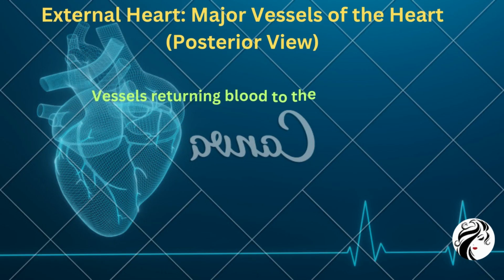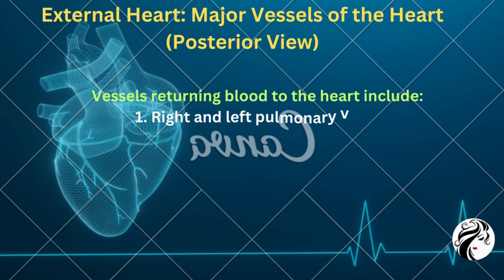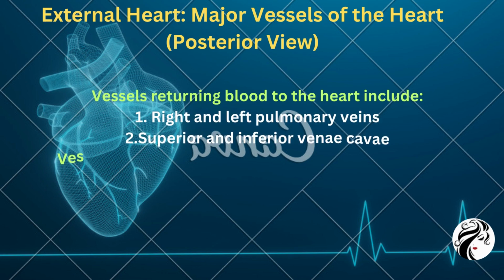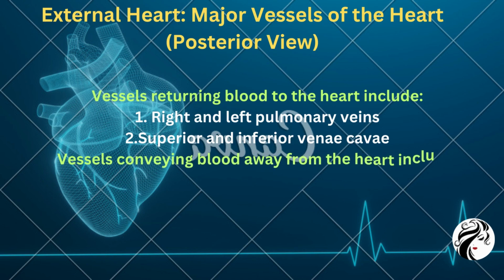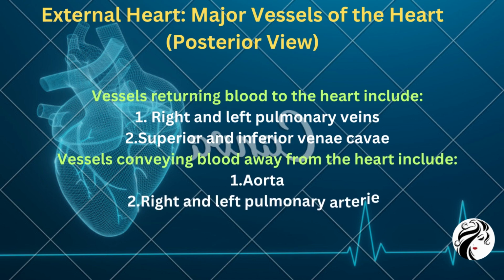So previously we discussed the anterior view, and here is the posterior view. Always, every organ has an anterior and posterior view. As I discussed the anterior view, there is also a posterior view of the heart. The vessels returning blood to the heart: as we discussed anteriorly, we can also see the right and left pulmonary veins, and posteriorly also we can see the superior and inferior vena cava as well. Vessels conveying blood away from the heart, like the aorta and right and left pulmonary arteries, we discussed in the anterior view as well as in the posterior view.